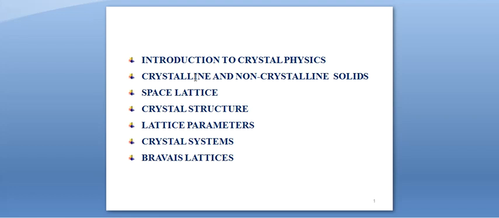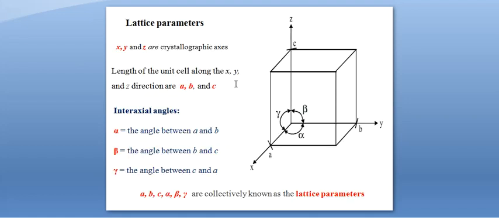Then lattice parameter: suppose I consider one unit cell, the axial length in the x axis is a, in the y axis the axial length is b, in the z axis the axial length is c. All of a, b, c are called the lattice parameters. Then the angle between a and b is alpha, the angle between b and c is beta, the angle between c and a is gamma. This alpha, beta, gamma and a, b, c are collectively known as the lattice parameters.